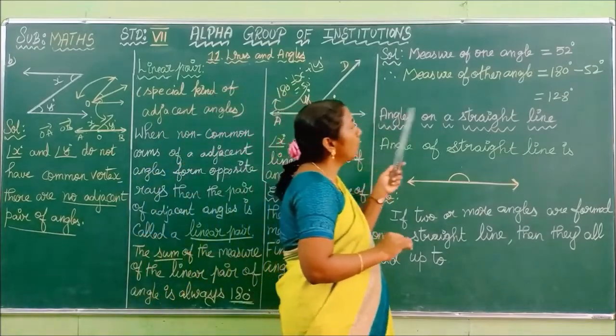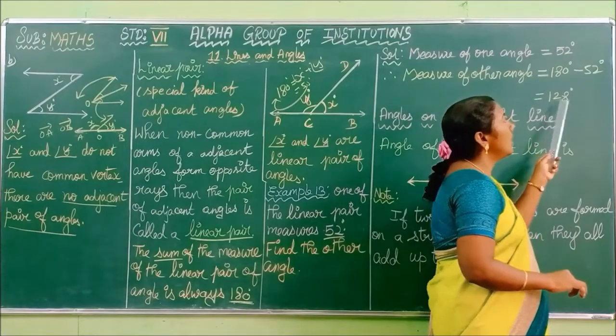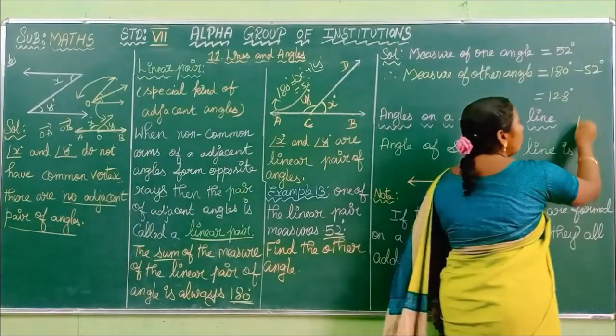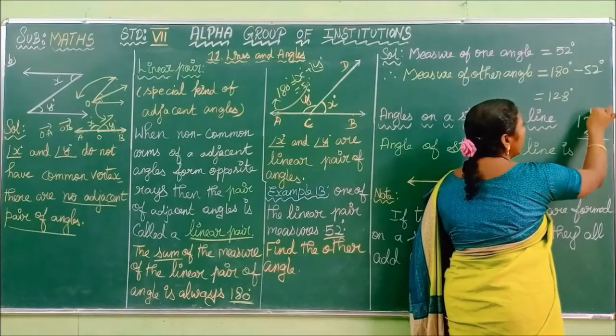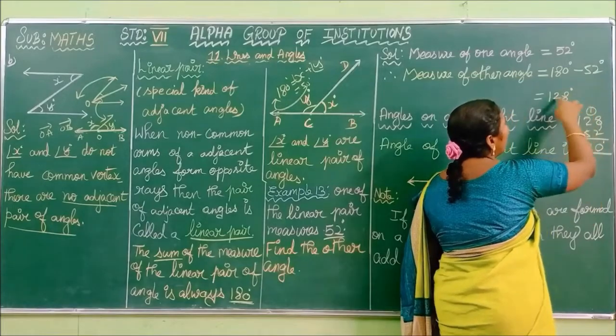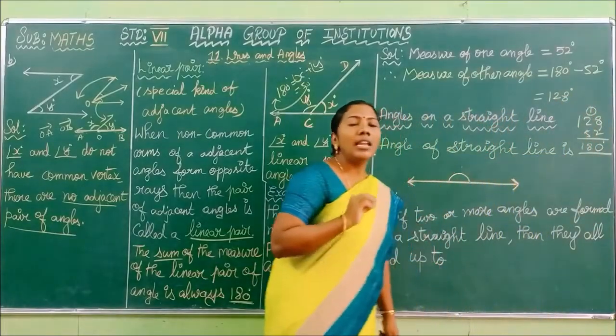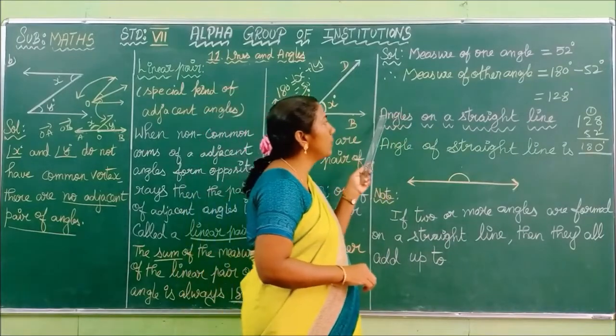Okay. So our answer is, see here, 180 minus 52. So what is your answer? 128. If you add 128 with 52, what is your answer? 8 plus 2, 10. Remainder 1, 3, 8, 180 degrees. Thus 52 and 128 are a linear pair. Okay. Next, see the next concept.